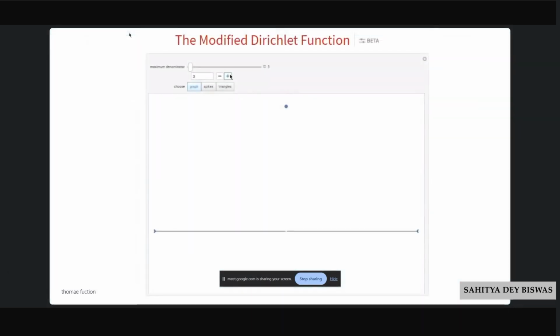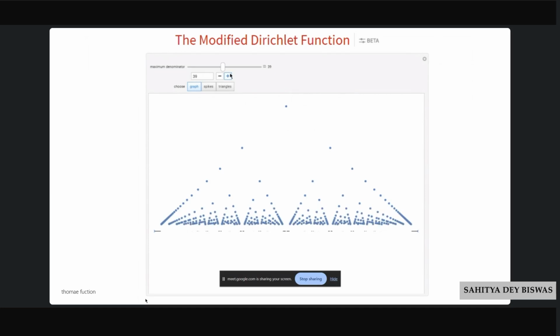Next, let's look at the graph of the function. Firstly, I set the maximum denominator to 3. So you can see that there are only 3 points with functional values. These are half, 1 by 3 and 2 by 3, because my maximum denominator is 3. Now I am increasing the maximum value of the denominator, just look at the changes. As the denominator increases, there are more and more points. I have set my maximum limit here up to 80, and that is what the Thomae function graph actually looks like.